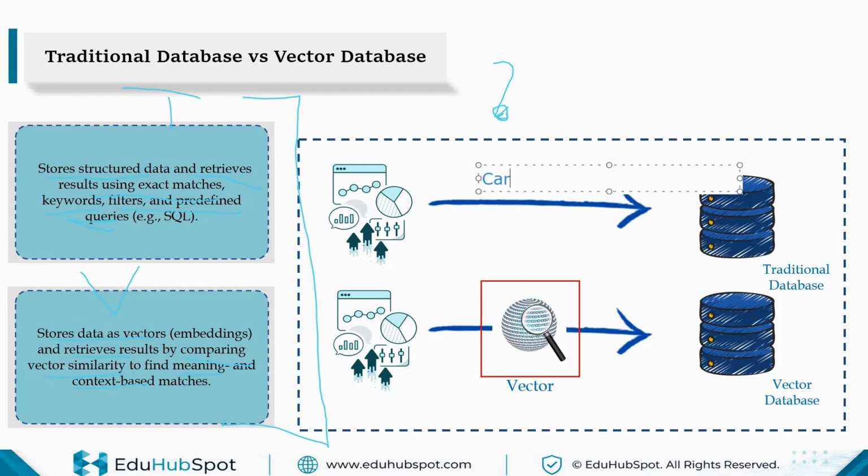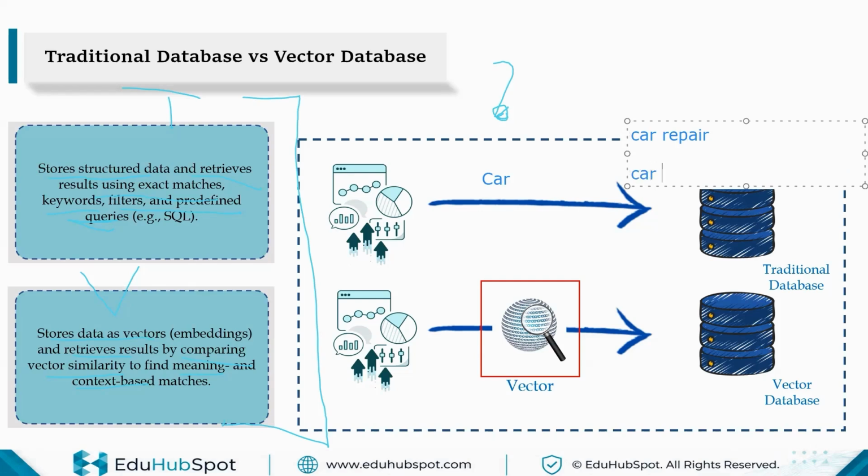Imagine you search car in traditional database. Now, you have to understand this that when you search car in a traditional database, it will only show results that contain the exact word car in them. Okay, so you can get results like maybe car repair or car maintenance. Okay, so it has to contain the exact word car in them to be included in the results.